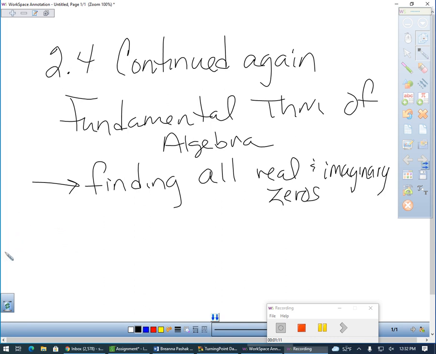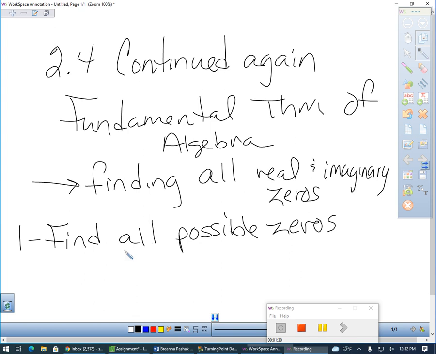So first thing we have to do is start by 1, find all possible zeros. And we find all possible zeros by doing the rational root theorem.